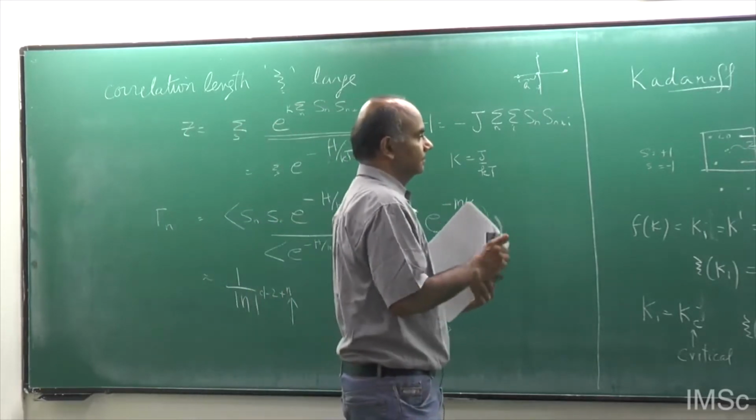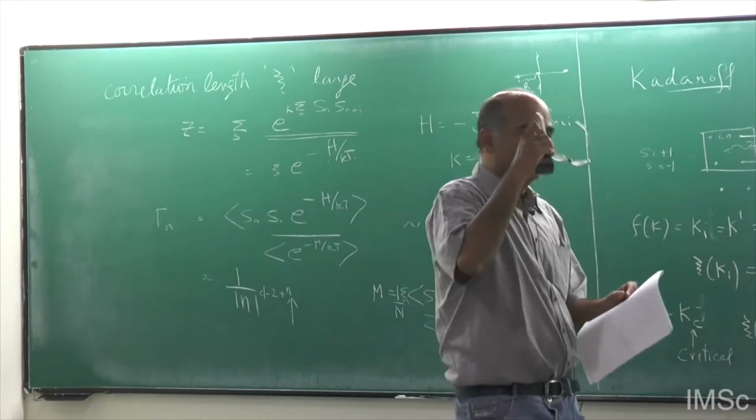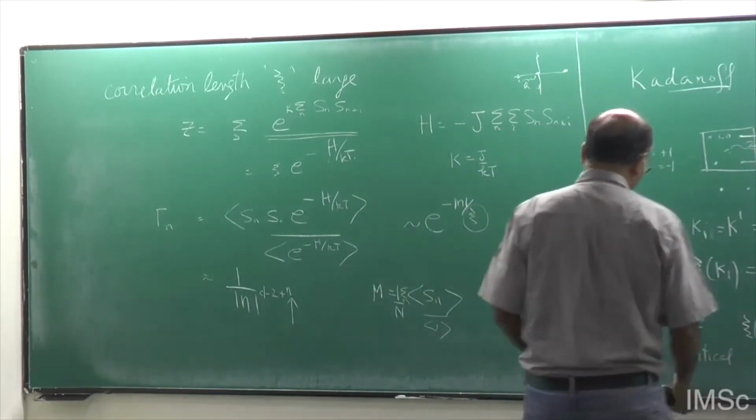Well, exponential 1 over k minus k. Yeah, if you want me to think about it, right.